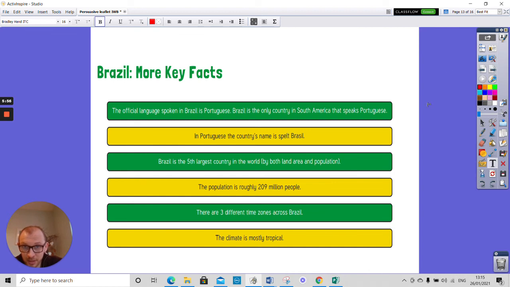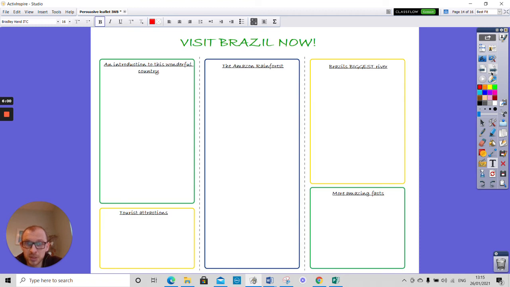Here, which you can read in your own time, are some more key facts about Brazil. So what you're going to do is digest that information, go back and pause the video and read it as you need to. And in your purple theme project books, you are going to produce a persuasive leaflet to try and get people to visit Brazil. So I have set out how I would like you to set it out in your books.